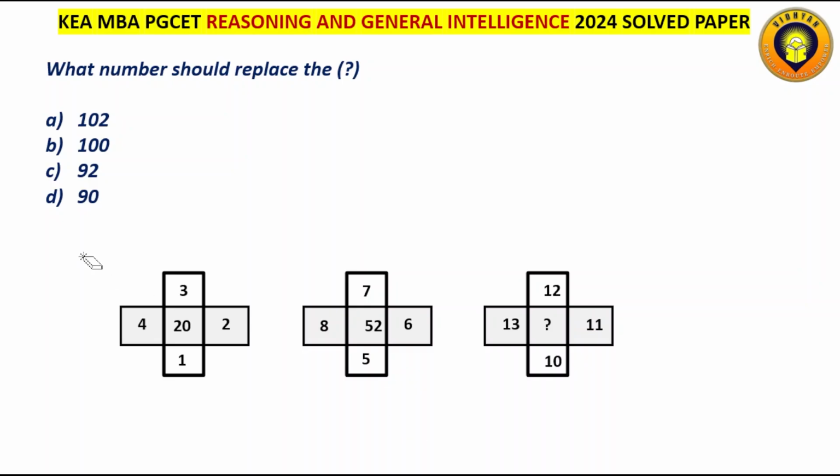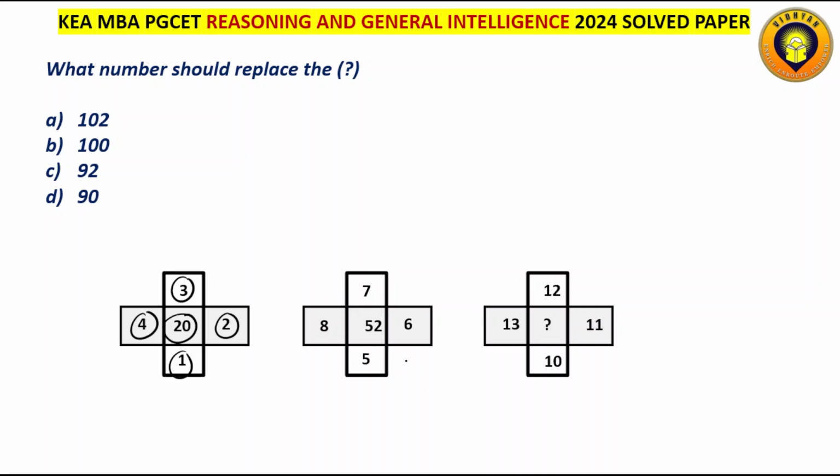What number should replace the question mark? Now, here we have 1, 2, 3, 4. What is the sum of these? 1 plus 2 is 3, 3 plus 3 is 6, 6 plus 4 is 10. So double of 10 is 20. Check whether the same pattern or logic follows here also.